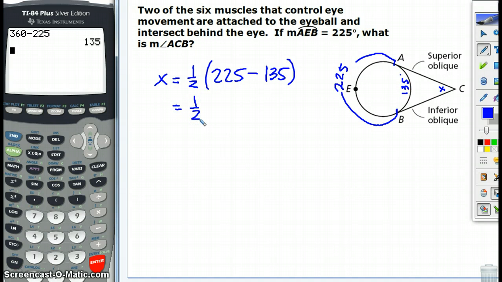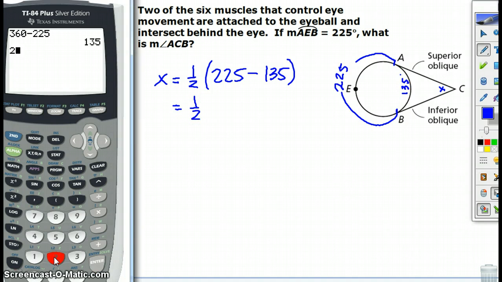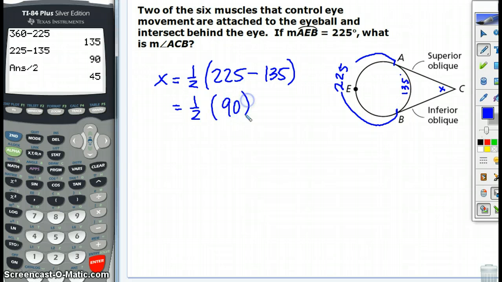And let's do this on the calculator so we don't make any mistakes. 225 minus 135, and we divide that by 2. And indeed, this is 1/2 of 90, which is 45 degrees. So you can see, with two tangents like this, you simply take 1/2 that arc minus that arc. And these two arcs together add up to 360.